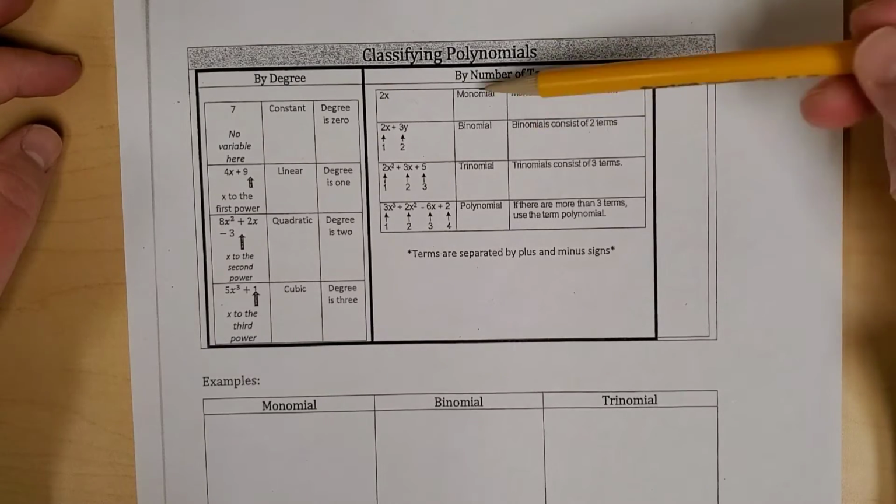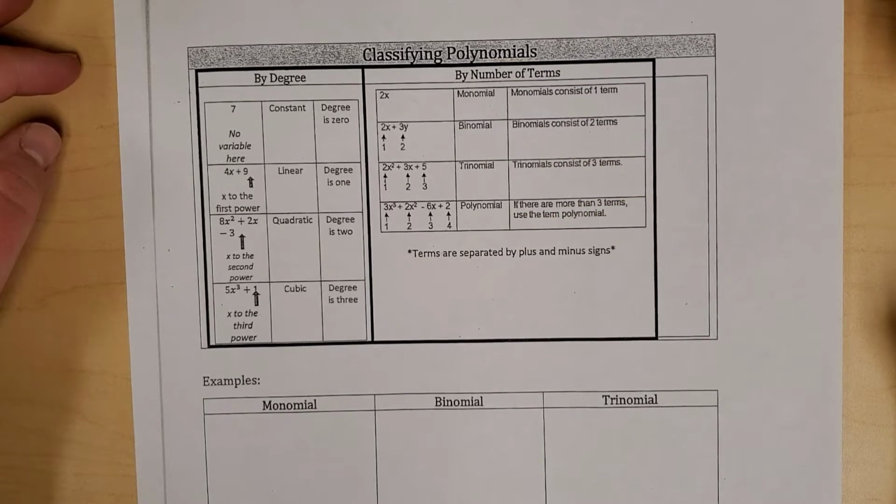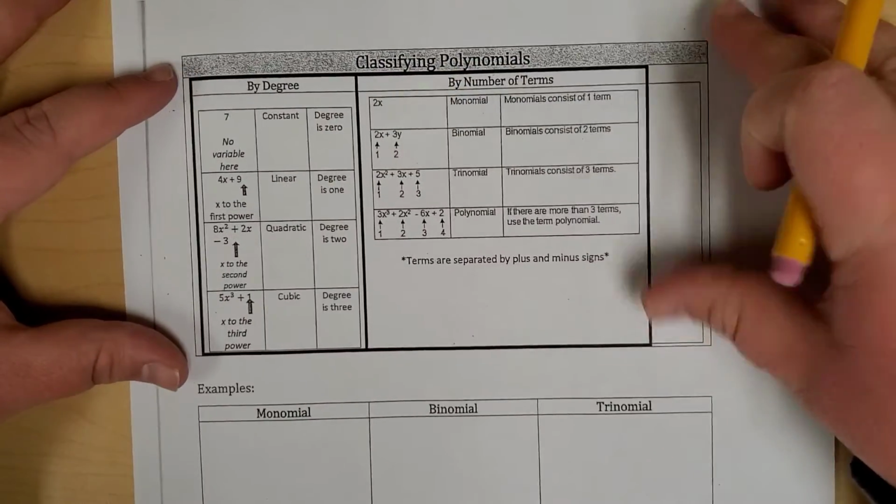Now you are required to learn what these words mean, but you are not required to memorize how to spell them. We will give you a word bank with that, but it is important that you learn what they mean. So let's start with by degree.